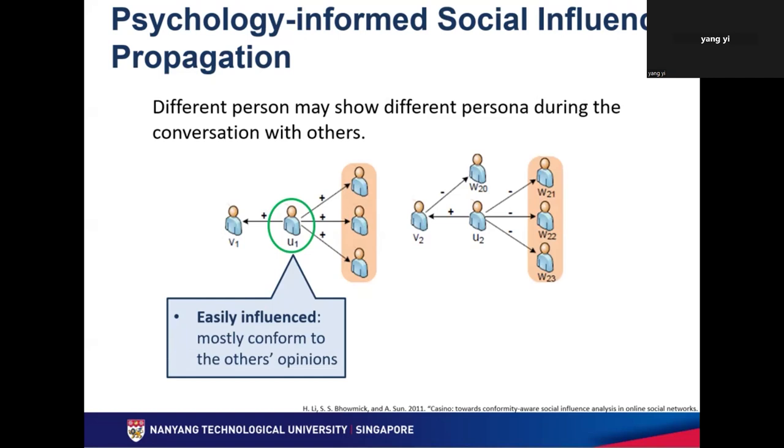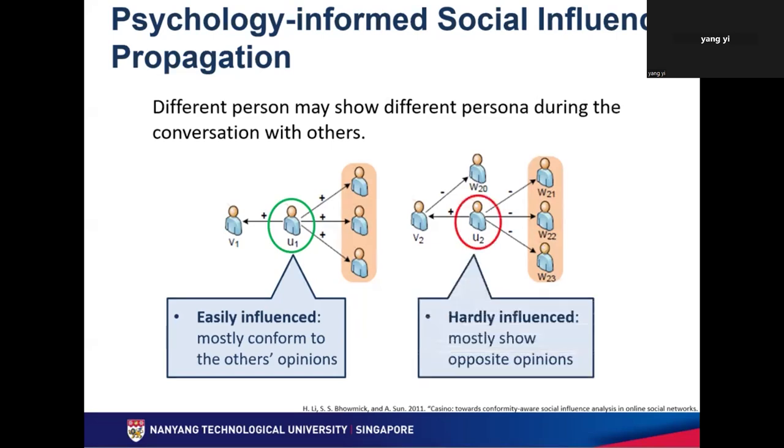Let's see the two different examples shown in the figure. On the left side, we can find several marks along the edges, positive or negative. Positive here means the user agrees with the opinion of his peers. The negative means he disagrees with his peers. For user U1, there are four edges derived from U1, and all are positive. That means U1 always agrees with his peers. So we can suppose that U1 is easily influenced, and mostly conforms to others' opinions.